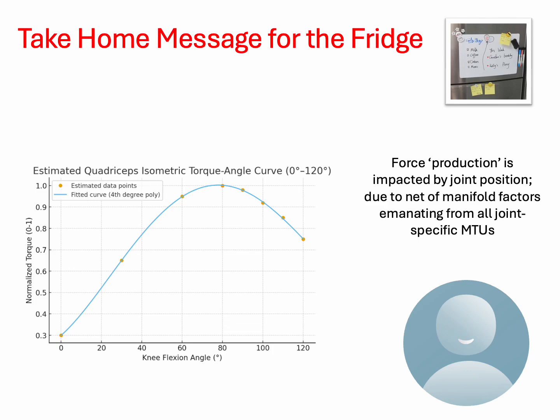Finally, the last take-home is that the most extreme joint angles typically are suboptimal for torque production. And again, this has implications for injury risk and mechanics.